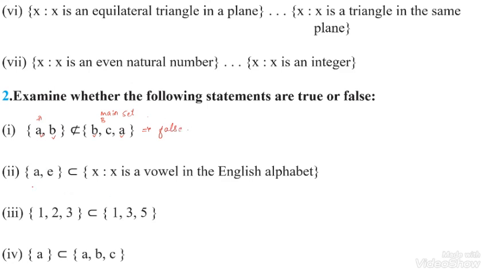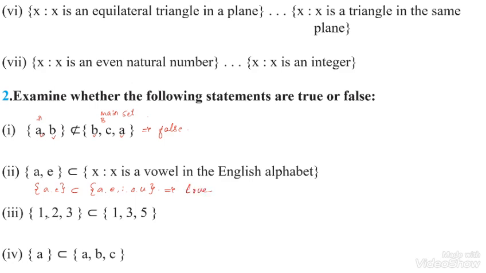Okay. Next, here the set containing the element A, it is a subset of X, where X is a vowel in the English alphabet. We know that the vowels in the English alphabet are A, E, I, O, U. Okay. Here this one set is the main set. This is the subset. Yes. A is a subset of A, E, I, O, U. Yes. This is a true statement.